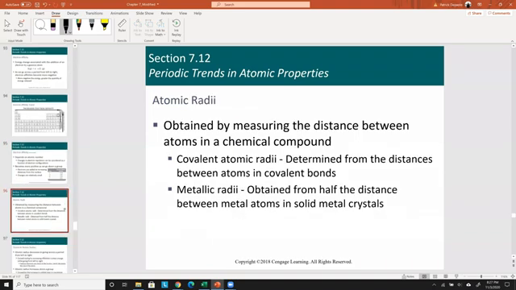All right, the third one is atomic radii. Atomic radii is basically the size of the atom. And you can imagine, does the size of the atom go up or down as you go down the periodic table? Up or down?